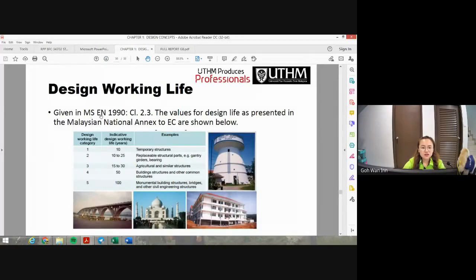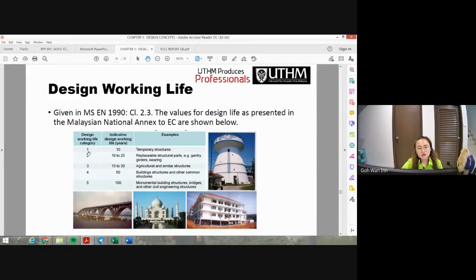So when you refer to MS EN 1990 clause 2.3, the values for design life are presented in the Malaysia annex to EC. So actually we have the Eurocode, but the Malaysian standard already has the annex also to check with. For this one, you can see that we have design working life categories from 1 to 5.